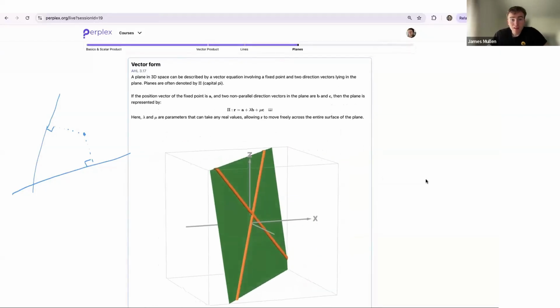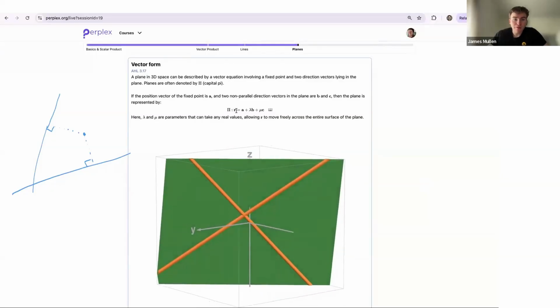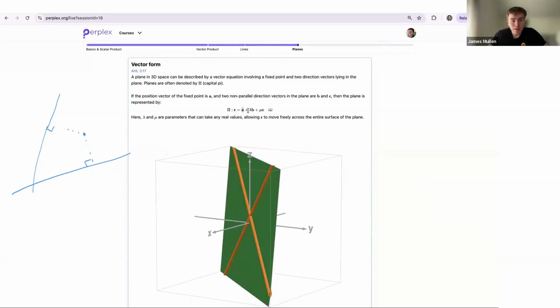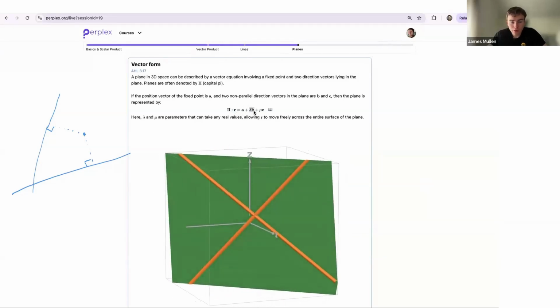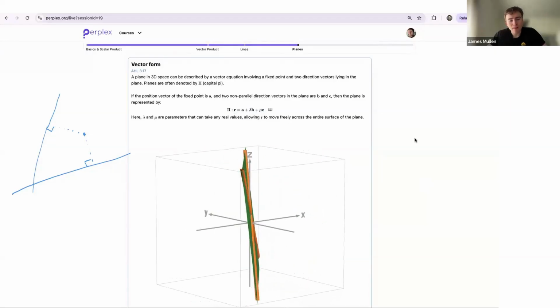All right. So the most common equation for a plane then is to write, okay, let's say r is a point in the plane, it can be expressed as some point that I know to be in the plane, then some multiple of the first line in the plane, and another multiple of another line in the plane that's not parallel to the first one.